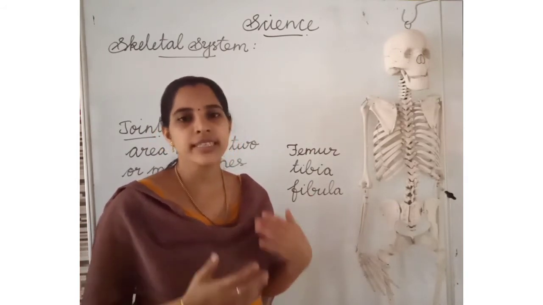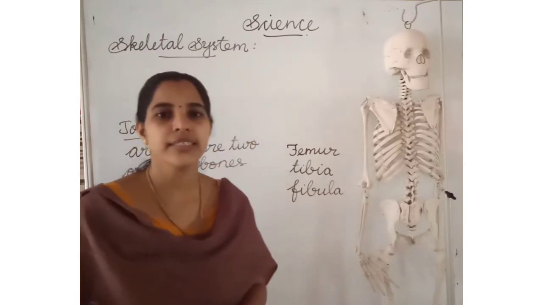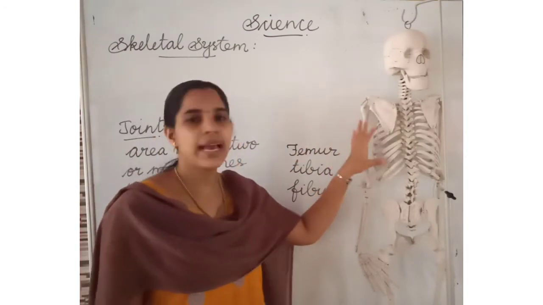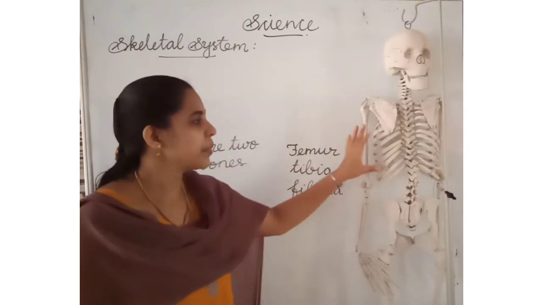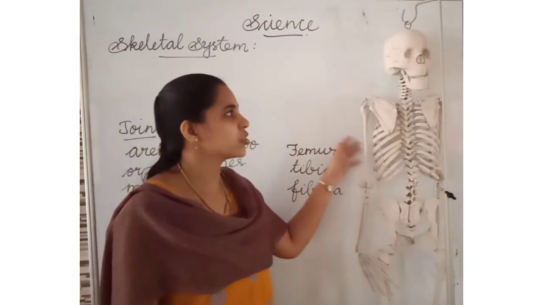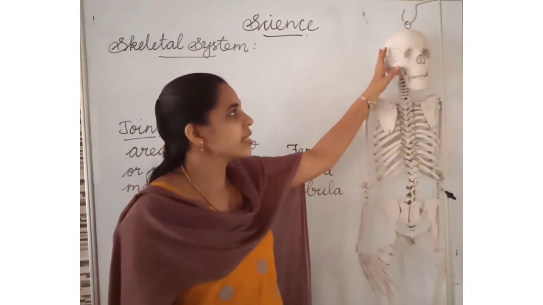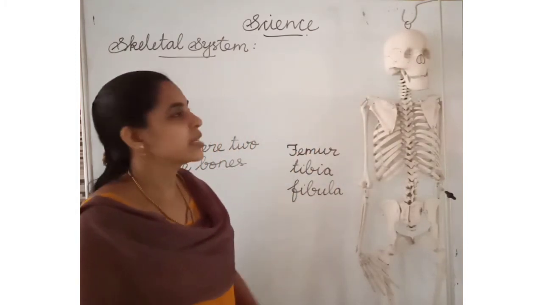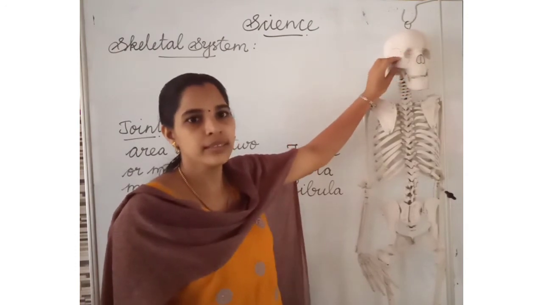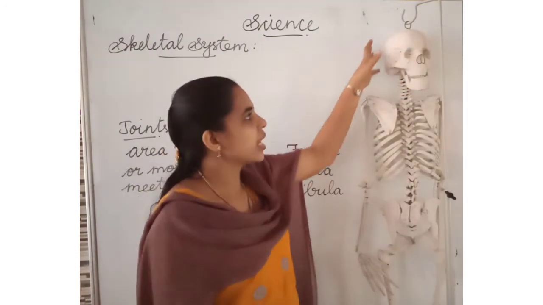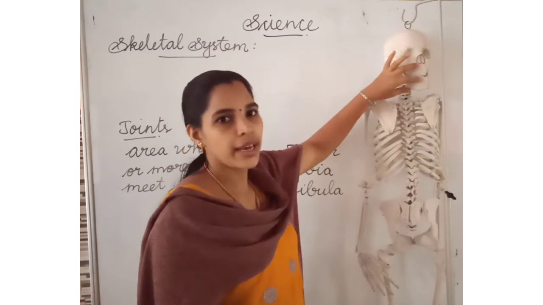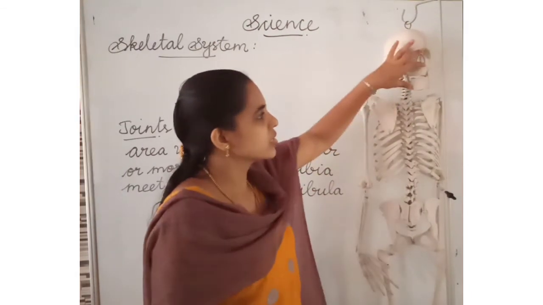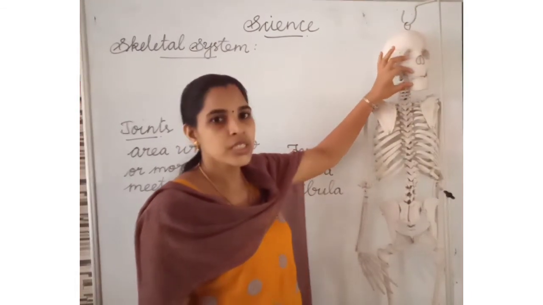Which are the three types of bones we have learned in the last class? Skull, backbone and rib cage. This is the skull. The skull is made up of 22 bones which together make a skull. The skull is joined with the upper jaw and lower jaw. The jaws have teeth. Teeth are used to chew the food.